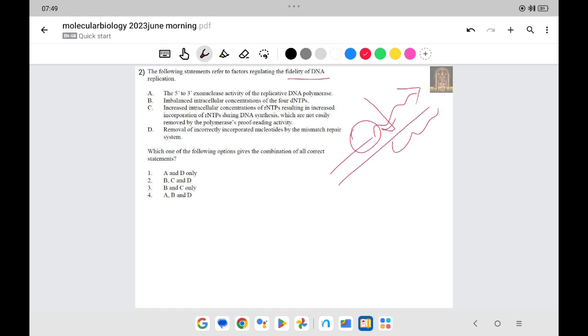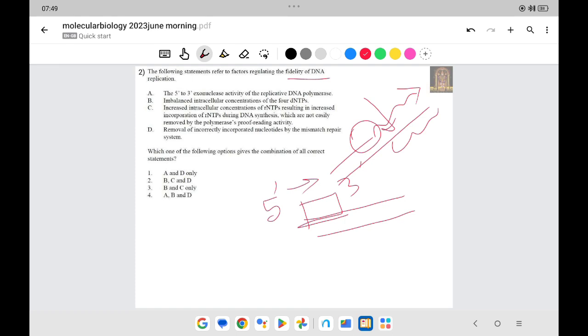And let's see the first statement. It is stating about the 5' to 3' exonuclease activity. This exonuclease activity is responsible to remove the RNA primer. So it removes in the 5' to 3' direction, and it is the property of DNA polymerase 1 that is not truly related with the proofreading activity of DNA polymerase.